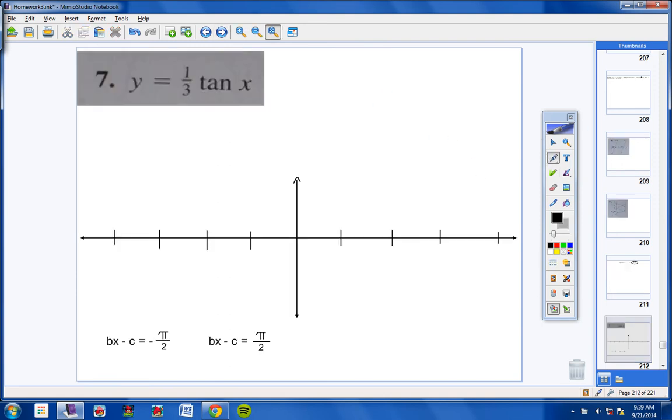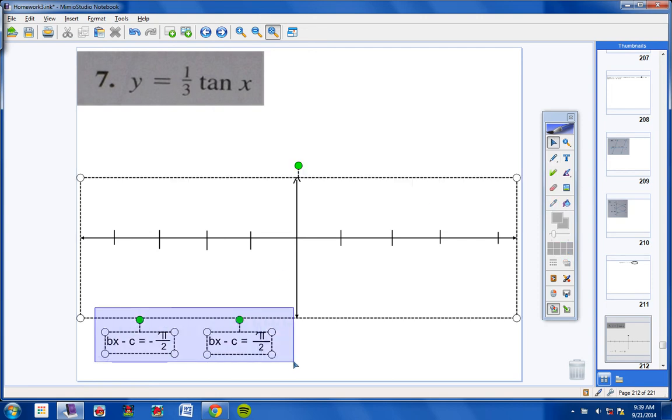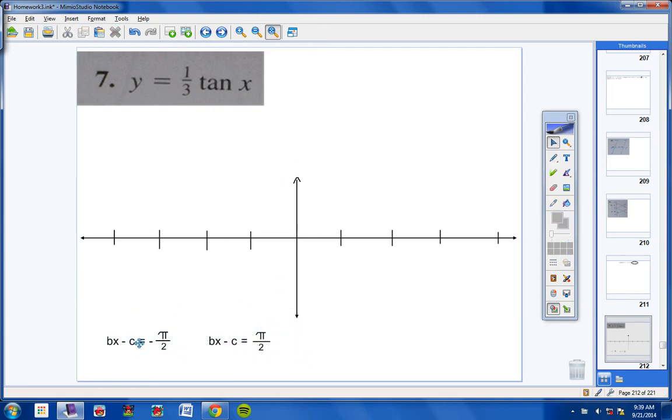Number 7. Okay, we are graphing a tangent function. Anytime you're graphing a tangent function, the first thing you want to do is find your two asymptotes. We're going to grab this and bring this up here. And bx minus c is simply x. That's pretty easy. So x equals negative pi over 2, or negative 90.